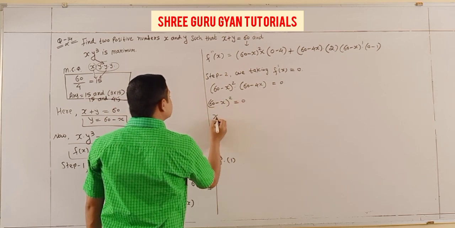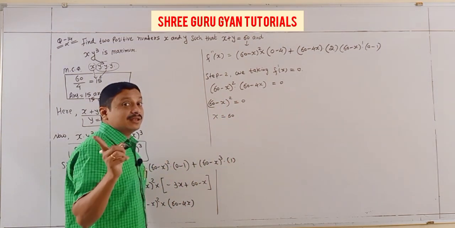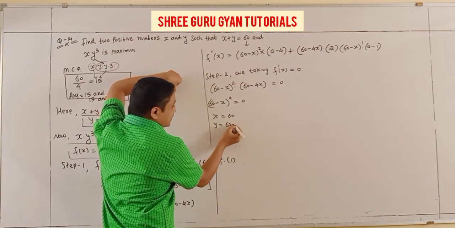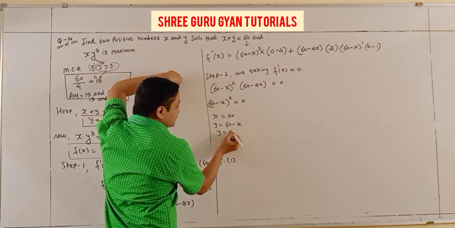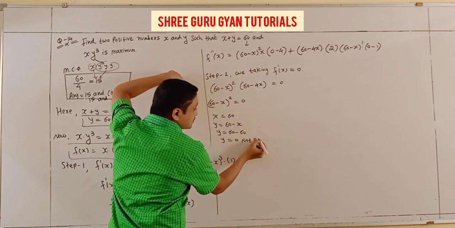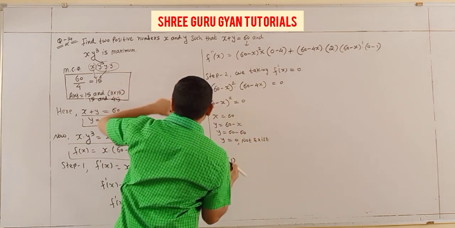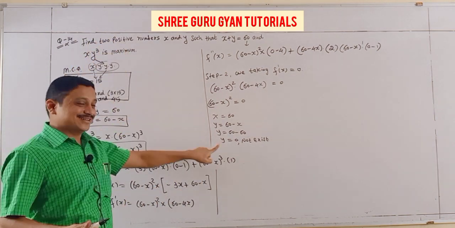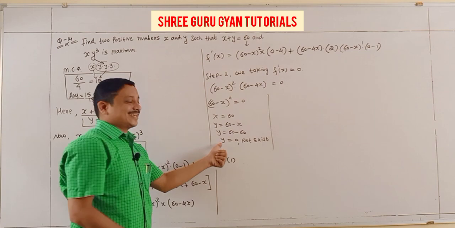Definitely x is equal to 60, but it is not possible because if you put it in y = 60 minus x, it is 60 minus 60, which is 0, so it does not exist. Why does it not exist? Read the question: find two positive numbers. This is not positive. It means this case is fine.